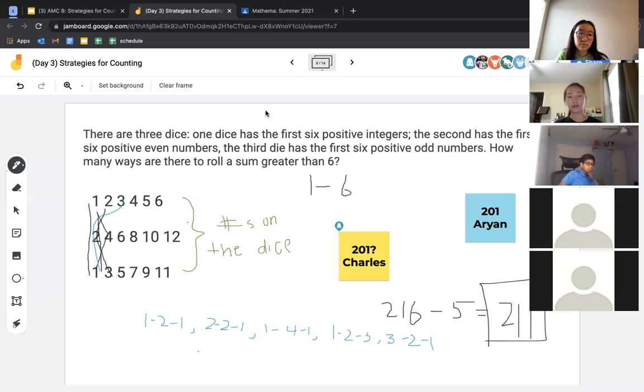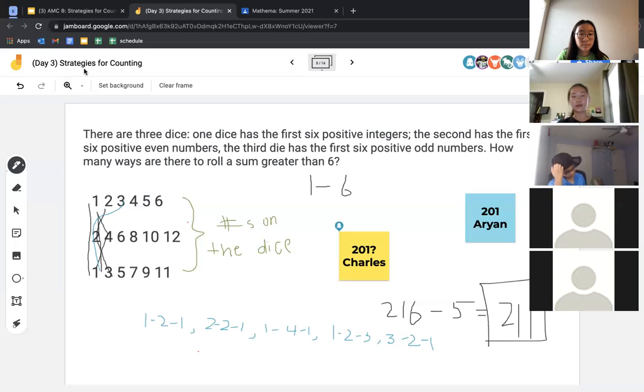And while we're counting the 5 sums that are less than or equal to 6, we're also counting them as different things. So 1 2 3 and 3 2 1, we're counting as 2 different sums. So that's why we can just subtract 5, because both our total number and the sum we're finding are talking about it in the way where sums that are the same but consist of different numbers are counted as 2 different things. So that's why you can just subtract 5.